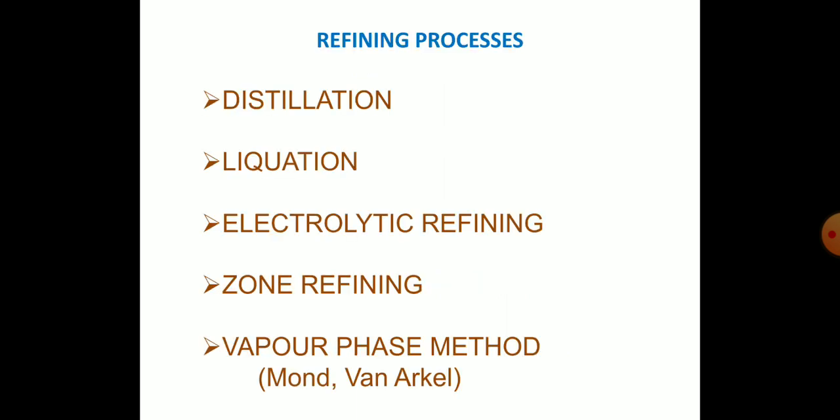Dear students, these are the 5 methods suggested for the refining process. What are they? Distillation, liquefaction, electrolytic refining, zone refining, and finally vapor phase method. These are the methods given in your textbook. Out of these 5 methods, the first 2, that is distillation and liquefaction, we have completed in the previous video. Then we can continue the remaining now.